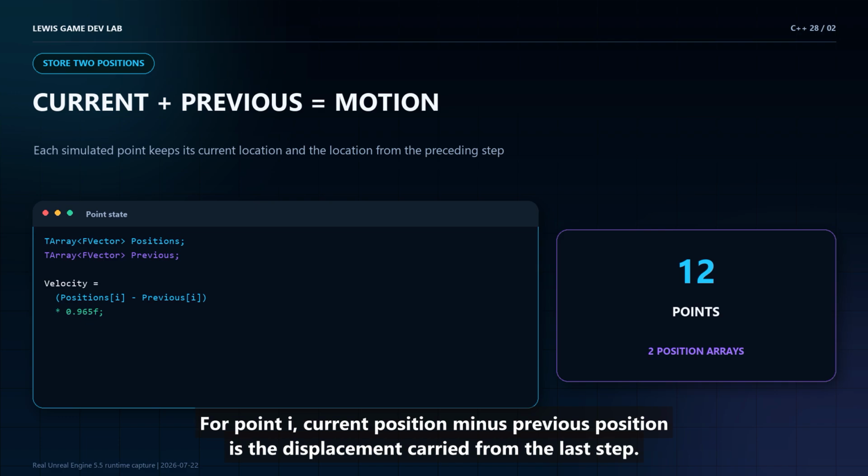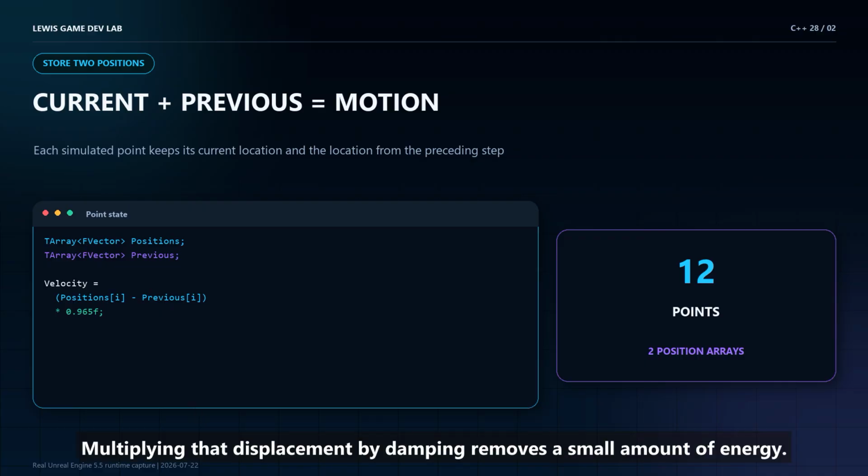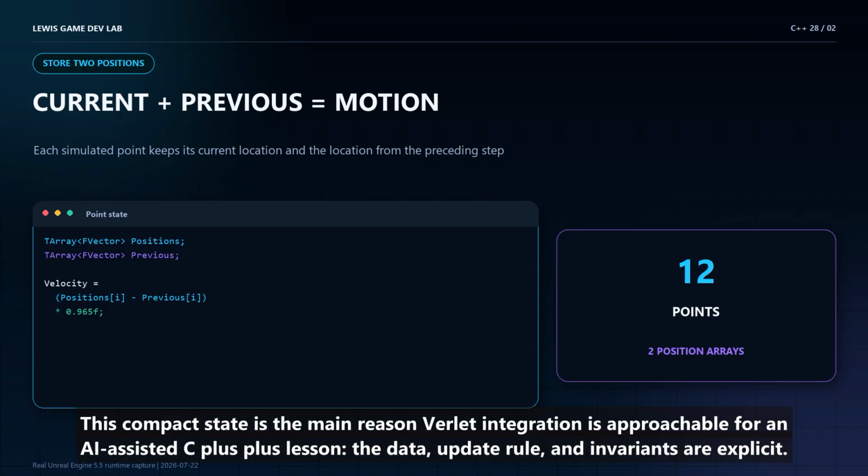For point I, current position minus previous position is the displacement carried from the last step. Multiplying that displacement by damping removes a small amount of energy. This compact state is the main reason Verlet integration is approachable for an AI-assisted C++ lesson. The data, update rule, and invariants are explicit.